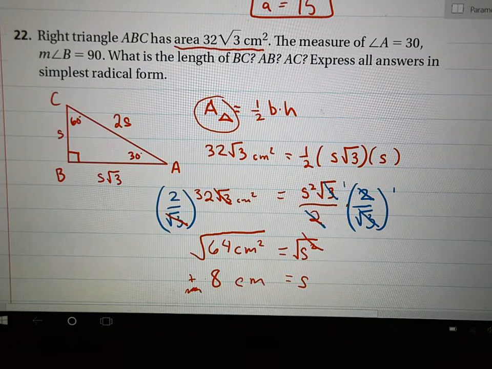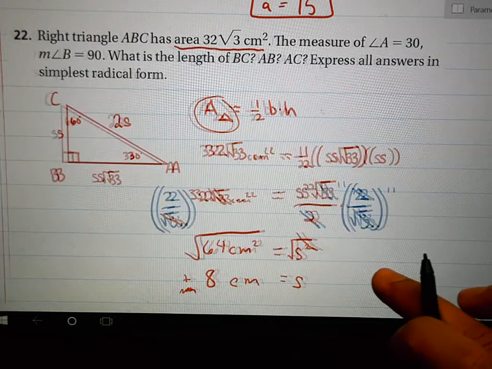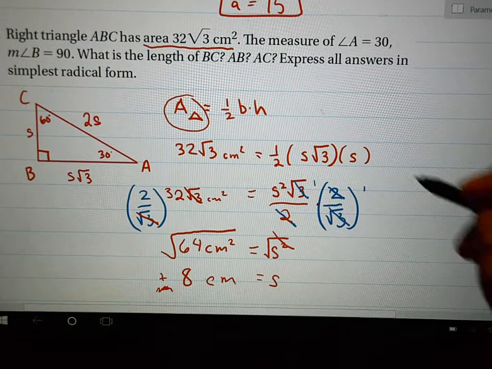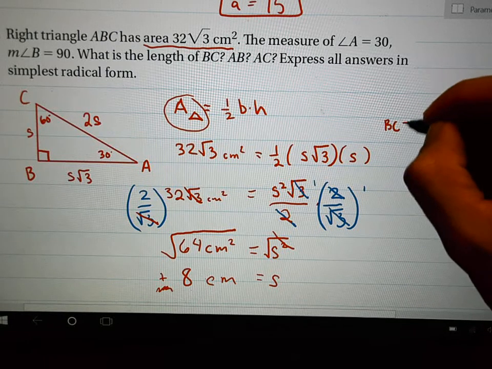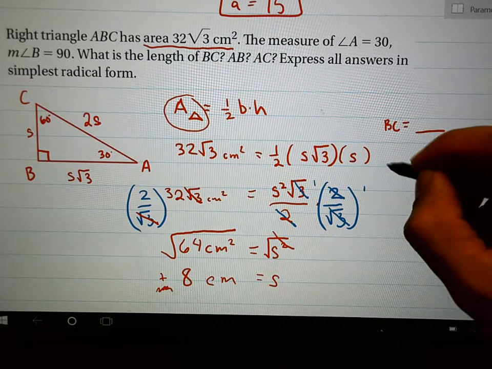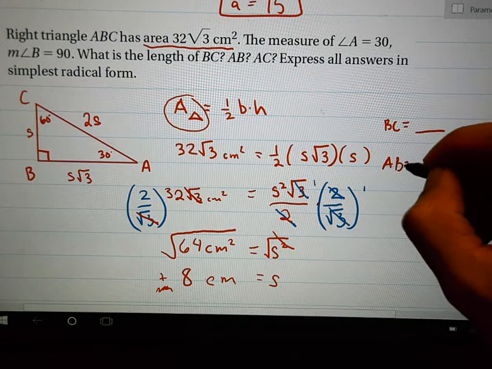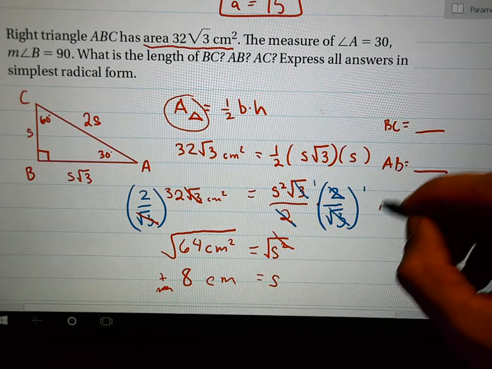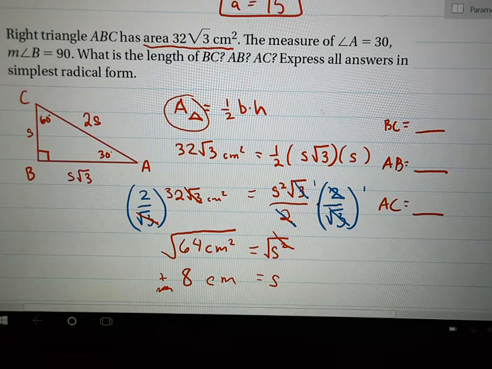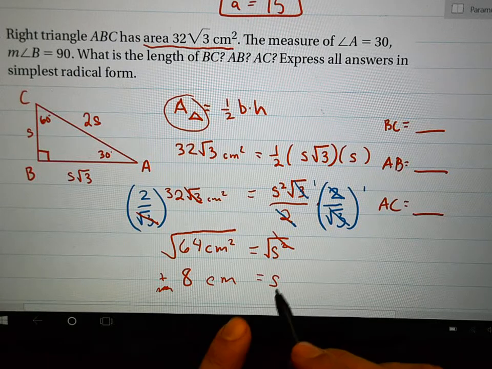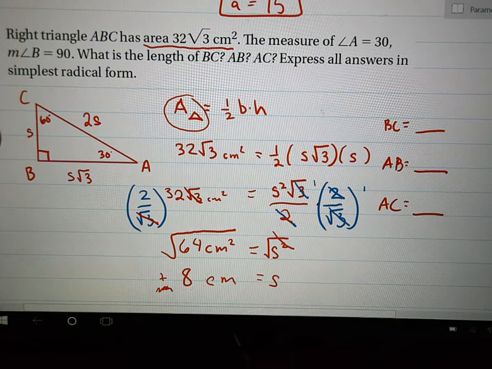That's what S is, but that doesn't answer my question. My question asked for something else. It said, how long is BC? How long is AB? And how long is AC? I know what S is. Do you know how long BC is? How long is BC?